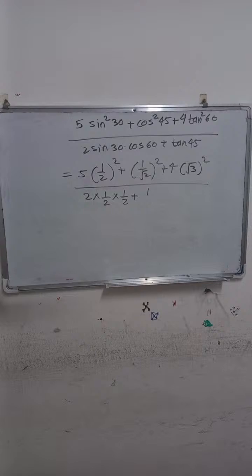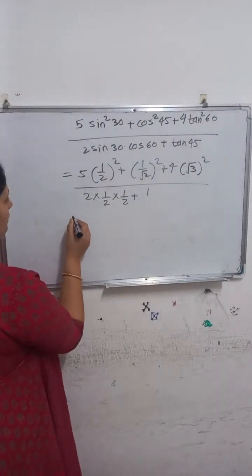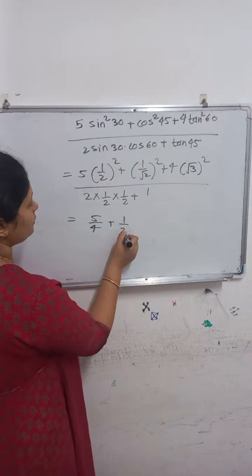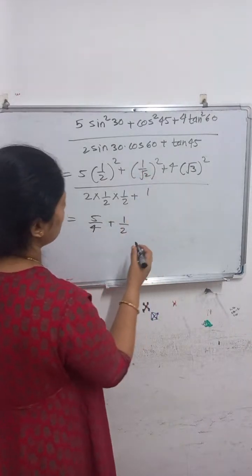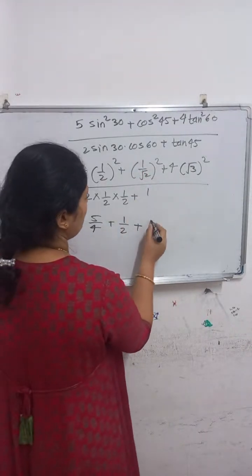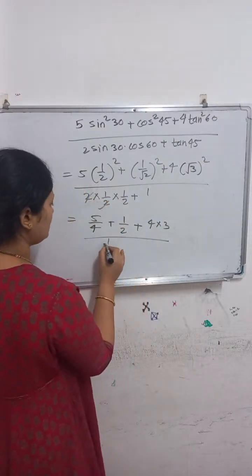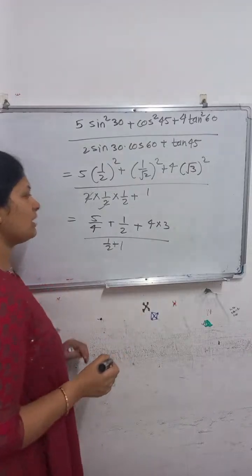Okay. I hope everyone has simplified. It does not take any hard work to type the answer, so I will only solve it here. 5 by 4 plus 1 by 2, because 1 by root square is 2 only, plus 4 into 3 divided by 2, and the 2 and 2 get cancelled, 1 plus half.